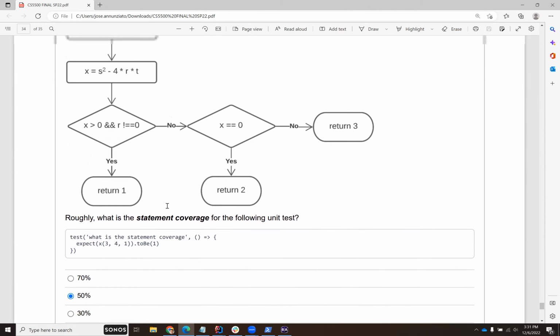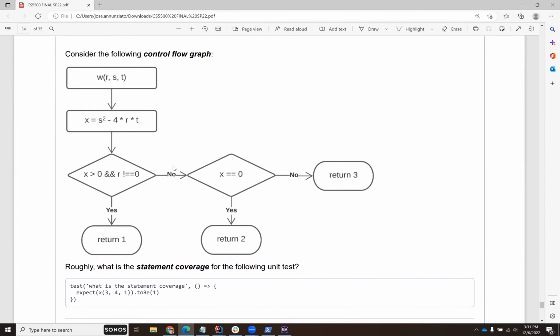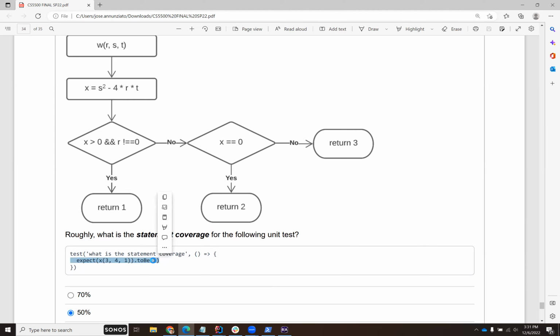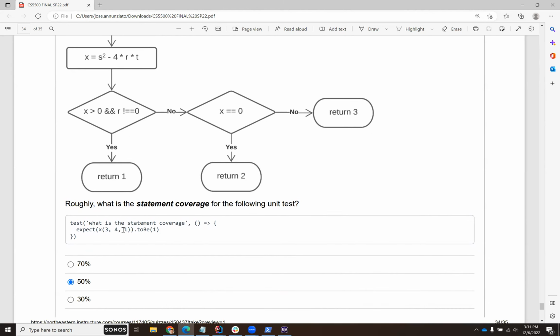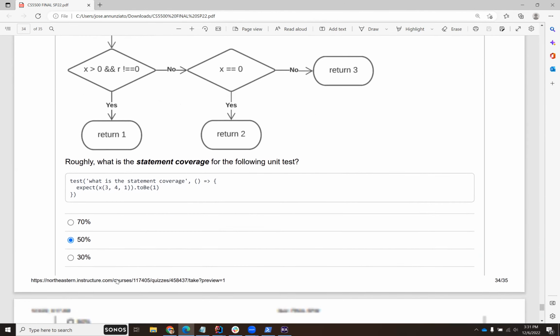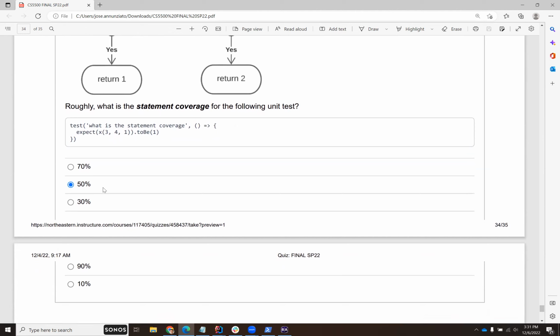So 3, 4, 1 might cause only half of the nodes to execute, whereas if you have several other tests, if you have more tests, it would cause a cumulative coverage of these statements or these branches. So the question is, okay, given that one parameter, what is the statement coverage? And so the answer here is 50%. So it's within some reasonable value. It doesn't have to be exact. If it's 47 point something or whatever, it's roughly, what is the statement coverage?